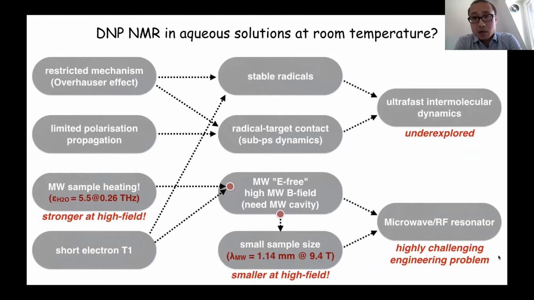On the other hand, because the molecules are highly mobile at room temperature, we have to use a very restricted mechanism, in this case, the Overhauser effect, to transfer hyperpolarization from the electron spin to the nuclear spin, which relies on the ultra-fast intermolecular dynamics, which is really an underexplored topic in general in chemistry and condensed matter physics. So it behaves like a black box to the community.